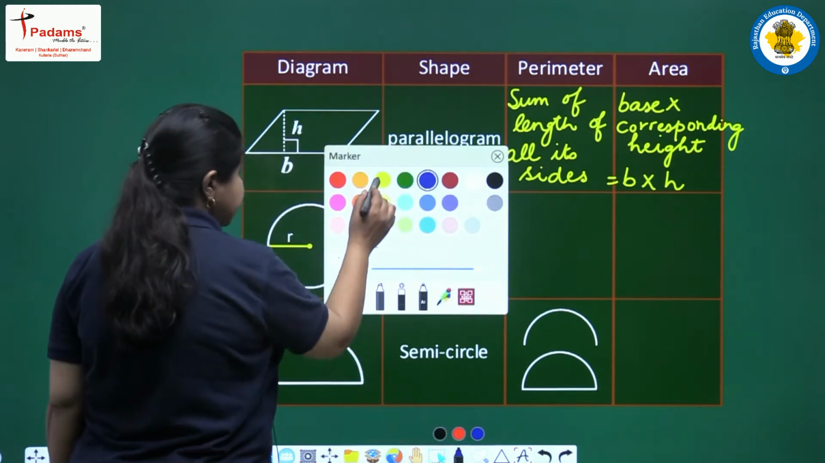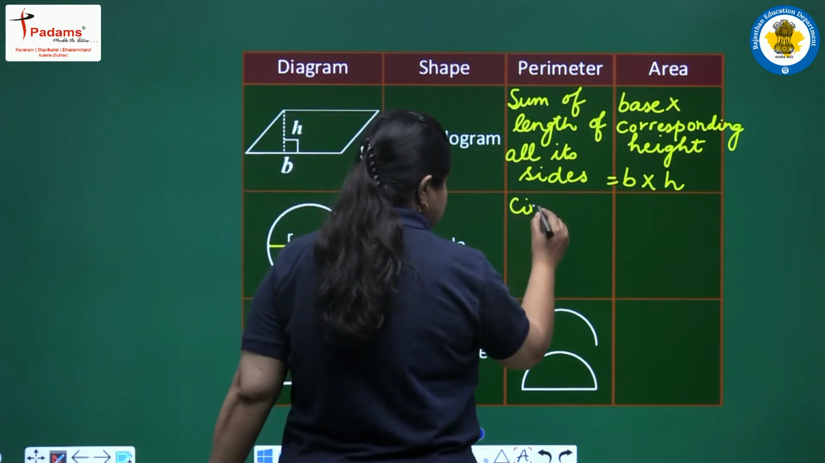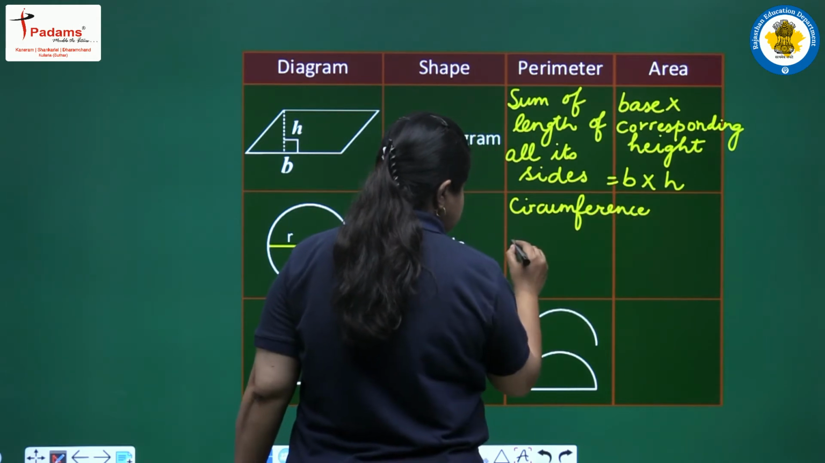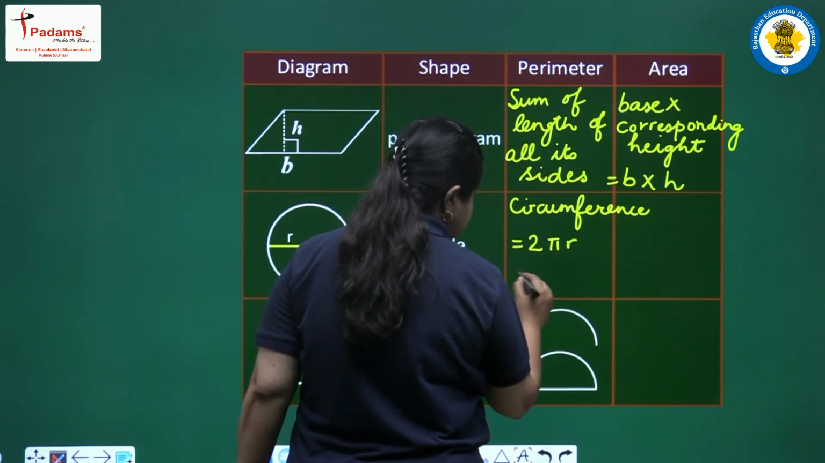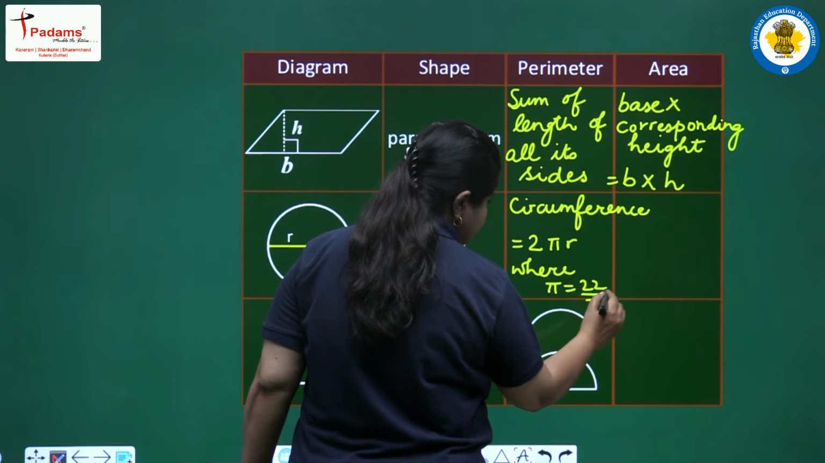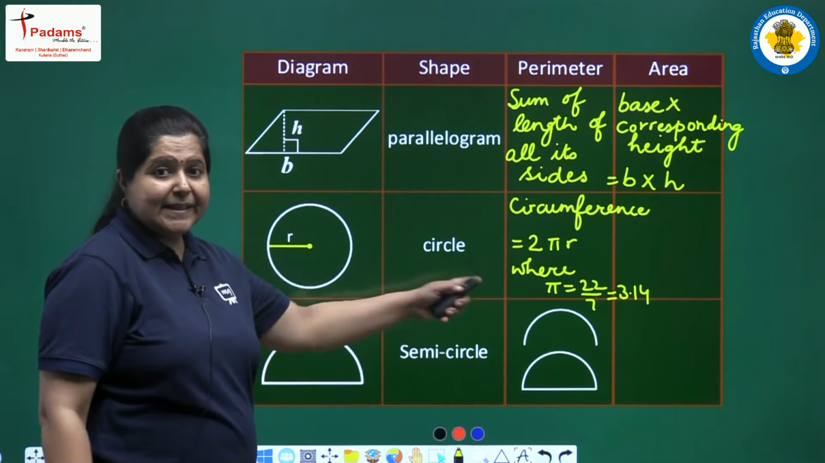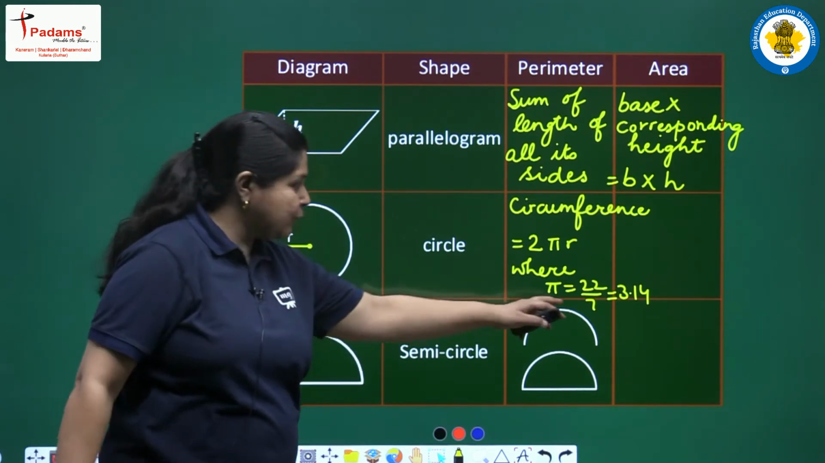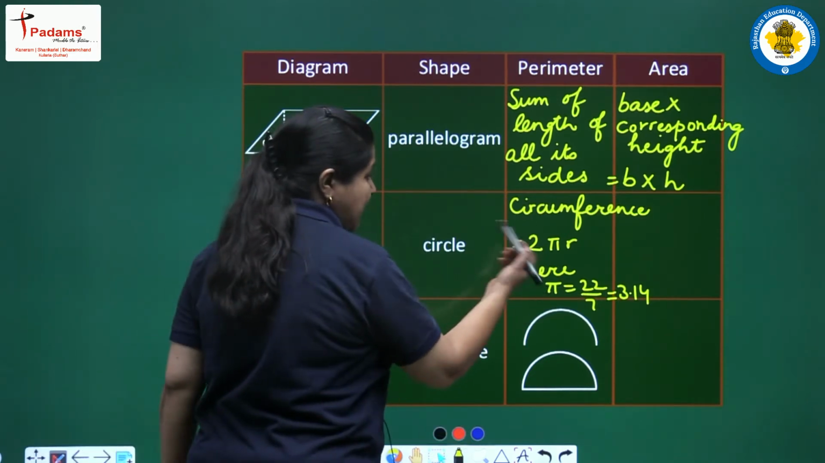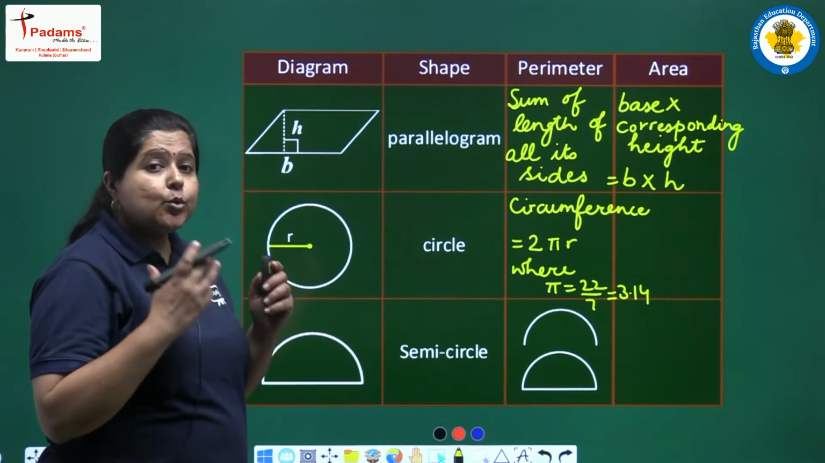What is the perimeter of a circle? It has a special name and it is called circumference. And we get this circumference as 2 pi r, where pi is equal to 22/7, or we write it as nearly 3.14. Depending on the radius that we will be given, we will be selecting one value of pi from these two values. Now, what is special about this pi? It is defined as the ratio of the circumference of a circle to its diameter.